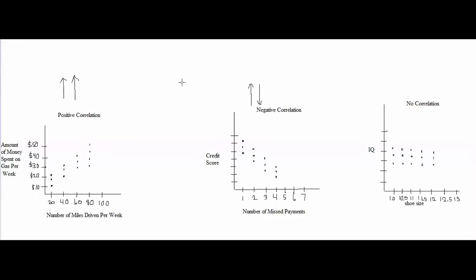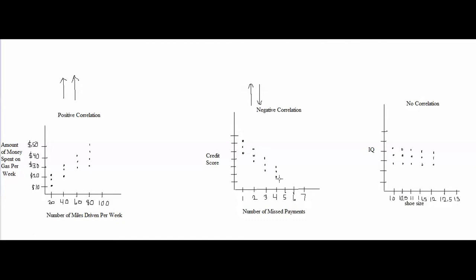And I chose some examples that were fairly obvious. I mean, it's obvious that there's a positive correlation between number of miles driven per week and amount of money spent on gas per week. It's obvious that the correlation would be positive, and it's also obvious that there would be a negative correlation between missed payments and credit score, because when you miss more payments, your credit score goes down.